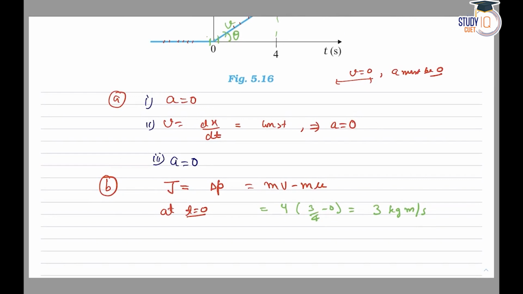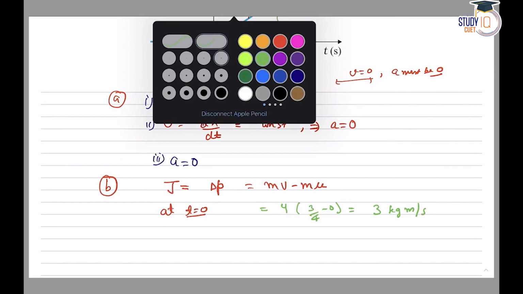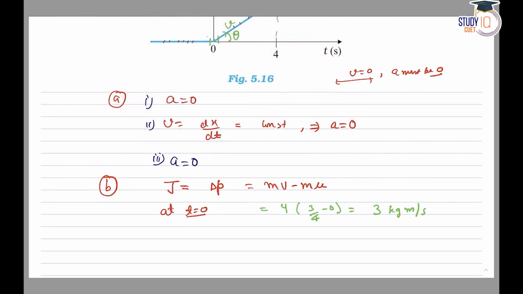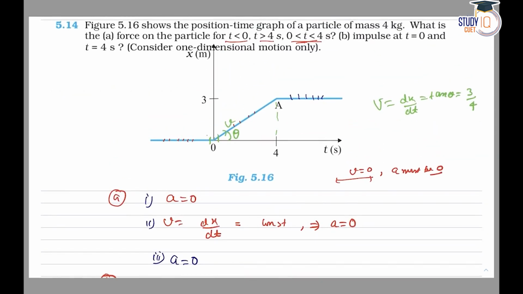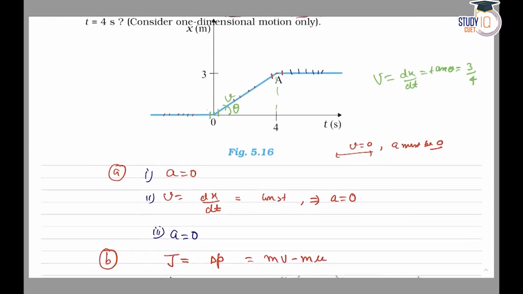Now in the second part we are supposed to find the impulse at t equal to 4 second. So again impulse is defined as change in momentum. So this is m, final velocity v dash, and initial velocity u dash. m is common. So we have to find the final velocity and initial velocity at t equal to 4 second. If we look at t equal to 4 second, just after 4 second the velocity is 0, and just before 4 second the velocity is 3 by 4.